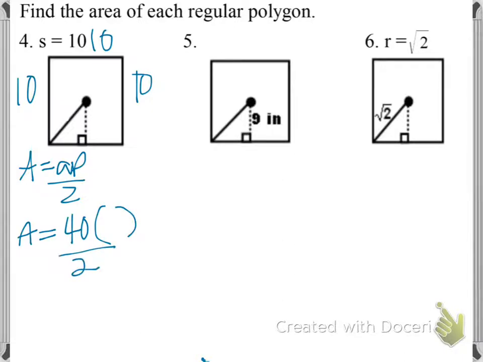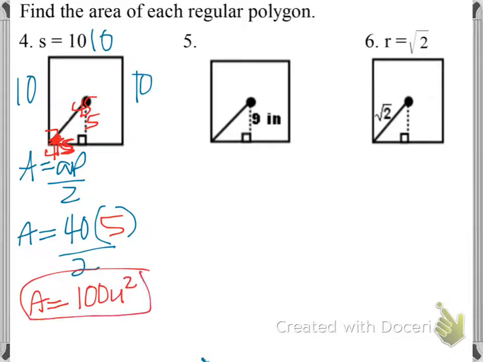To find the apothem here, I'm going to look at this triangle. This whole angle was 90, and so now that angle, we've got a 45, 45, 90. If the whole side is 10, that means this piece is 5. That means the apothem is also 5 because this is a 45, 45, 90. So I'm going to plug that 5 in for apothem. Area equals 200 divided by 2, which is 100. Which makes sense because 10 times 10 is 100.